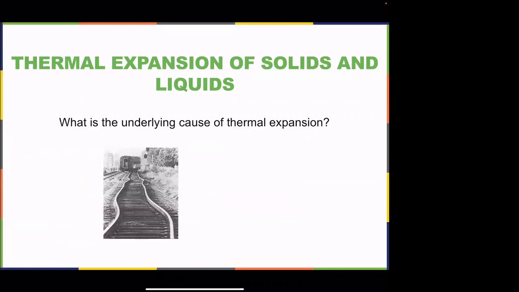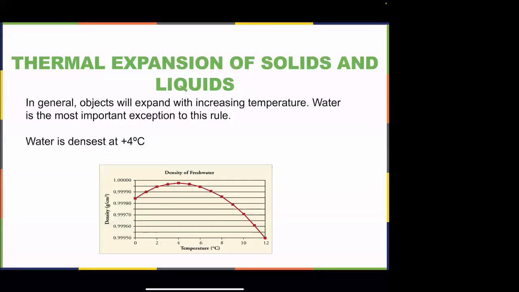Here's just another example of thermal expansion. This is why we put in expansion joints. And you can see there's a lot of force. These railroad ties are moving because there was nowhere for the steel to go. So when it got hot, the steel expanded and it had nowhere to go, so it had to buckle. So that's what happened there.